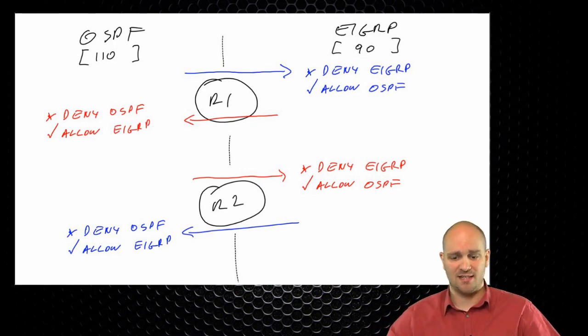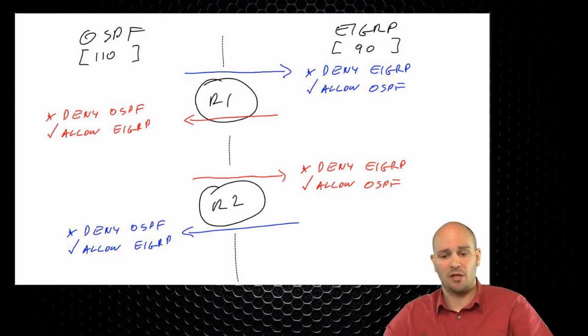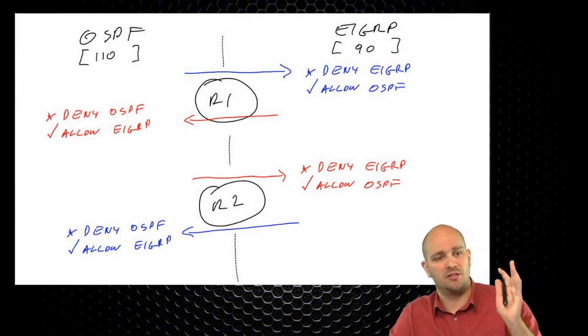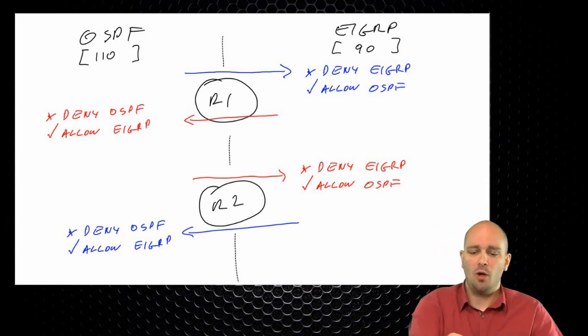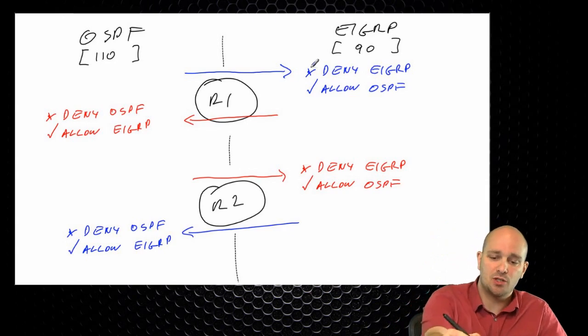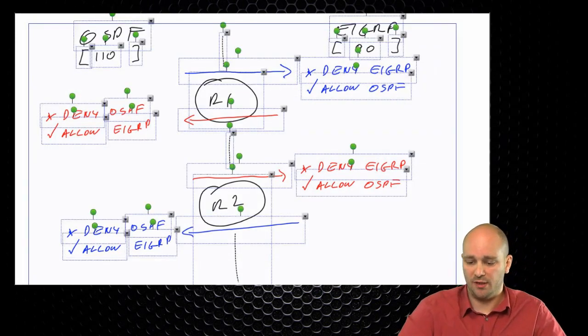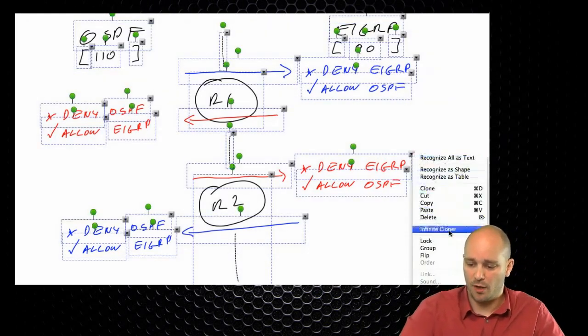If you see the route that has route tag 90, you know, oh okay, this was the original EIGRP route. If you see it with 110, oh, this was the original OSPF route. And you get the idea. So what we basically need to do here, let's implement this filtering here.